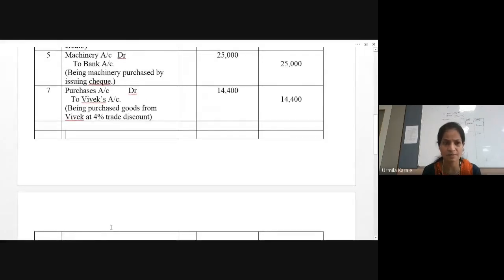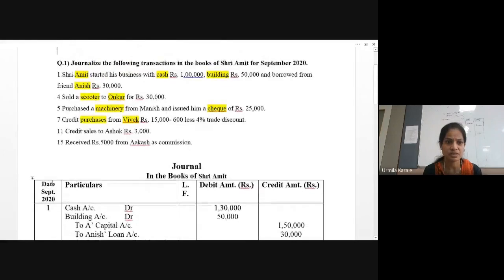Now date 7 is done. Now 11, credit sales to Ashok. Specifically mentioned hai, sales hai, credit sales hai, the name of the person will come, Ashok, and the sales account. Cash will not come because this is a credit sale. Credit transaction hai toh cash kab record karenge? Whenever you receive the cash and whenever you pay the cash, only then you will record. This is just the amount of the transaction which is mentioned. This is not the cash.